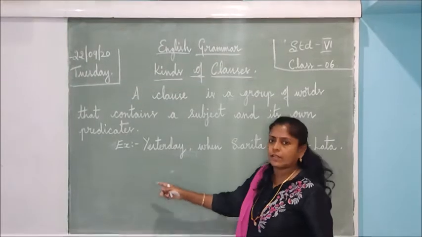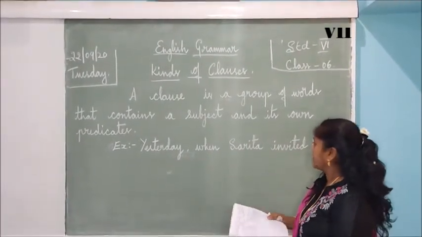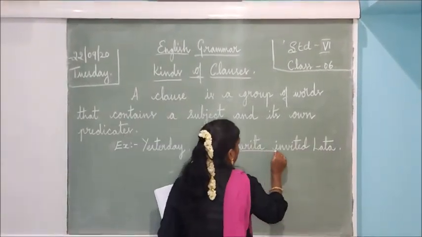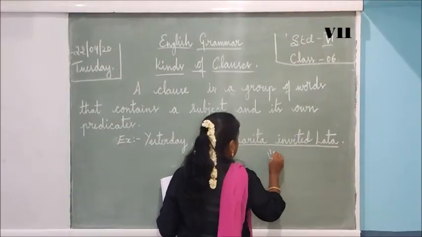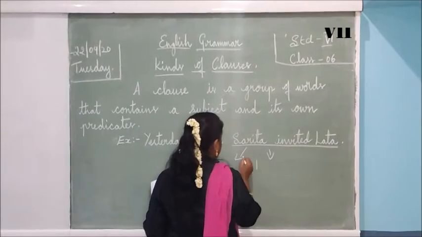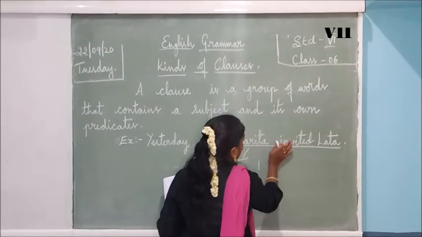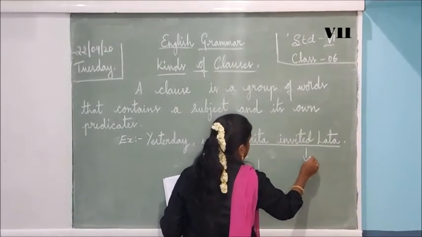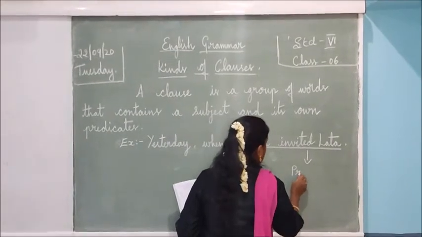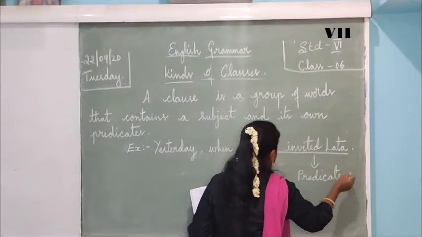For example, yesterday when Sarita invited Lata. Here, just look at the board. Sarita invited Lata is the predicate. So here Sarita is the subject and invited Lata is predicate. Got it? So predicate. Again I will explain here.